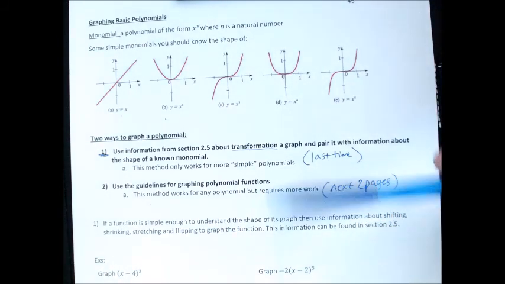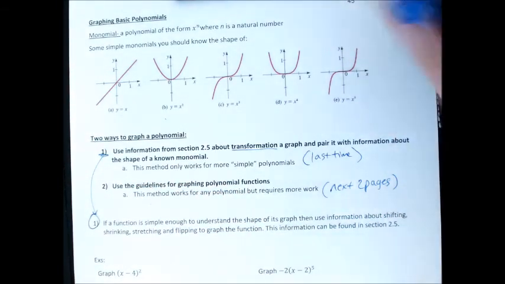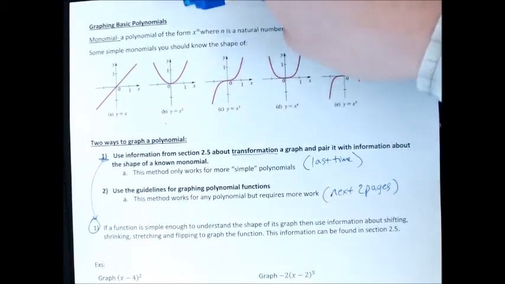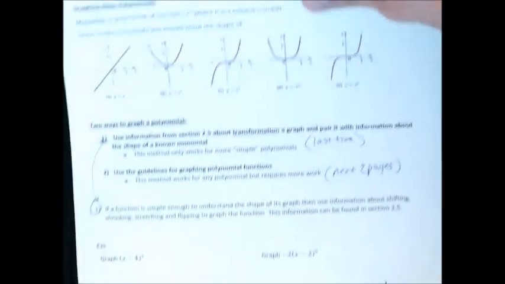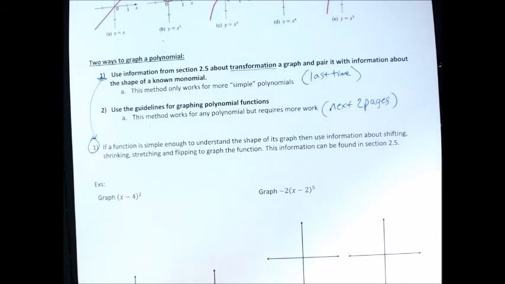And so keep in mind that we're going to do these two different ways. The first is kind of a review. The second might be a little bit new. And so the first one is on this page. If a function is simple enough to graph, if it's just a monomial, if it's a transformation of a monomial, I should say, then we don't really need to do any work. We just kind of know how to transform them using the stuff from the last section.